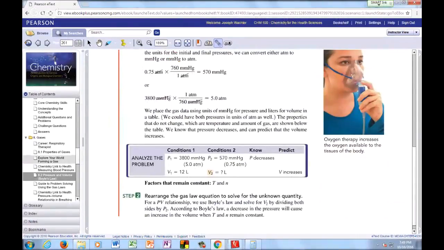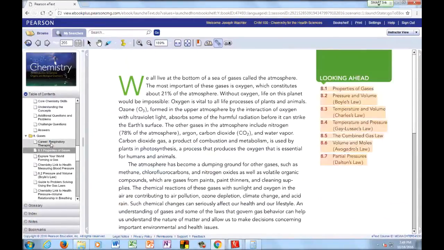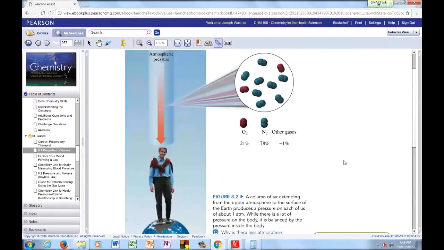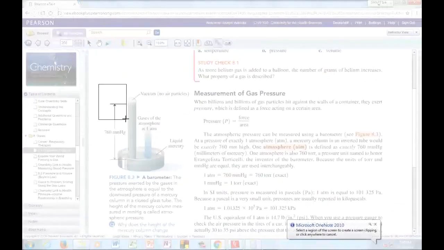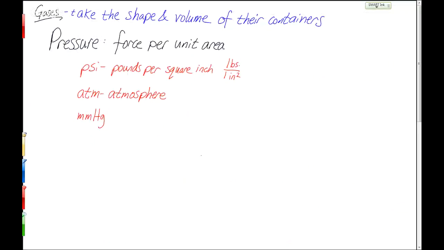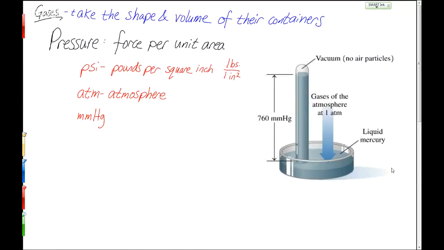So if we look at the picture here, this is a measurement tool called a barometer, which measures pressure. So if you put a bunch of liquid mercury in a dish, don't do that, by the way, it's poisonous. But before people knew that, they put a bunch of mercury in a dish.